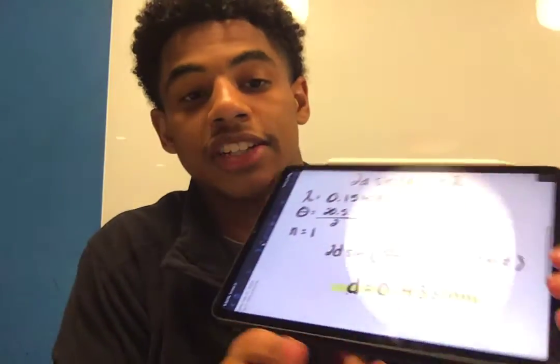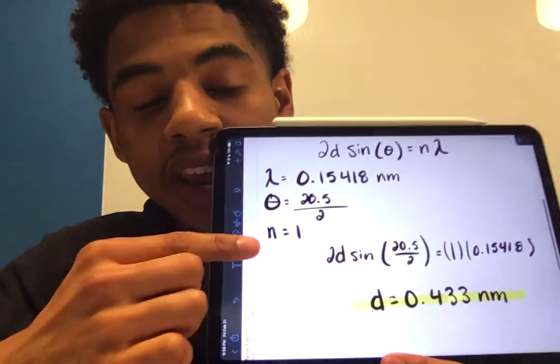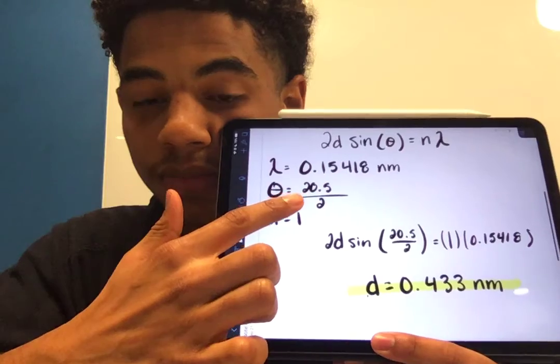We can calculate D-spacing using Bragg's law, which is just 2d sin theta equals n times the wavelength. The highest peak on the graph, like I said, is where the D-spacing can be measured. For our purposes, the highest peak on the graph would be 20.5. It occurs at 20.5 degrees. However, they measured this in 2 theta, so we need to divide by 2 to find our theta.